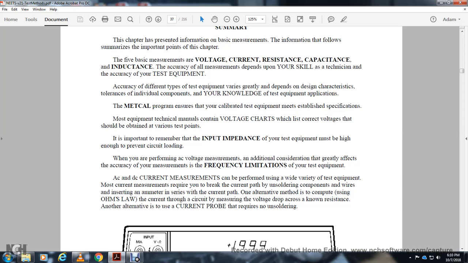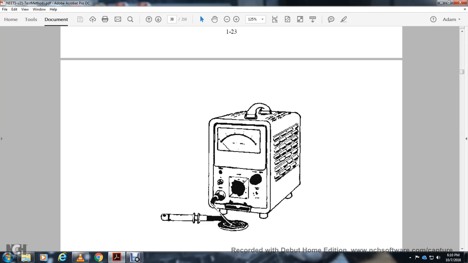The most current measurement that requires the break of the current path with the unsoldering of the component with the wire with the inserting the ammeter and shifting with the current path with only the alternative method of computing using envelope of the current through the circuit of measuring the voltage drop of the car with the known resistance with the alternative of the UV the current probe with the required with the unsoldering.